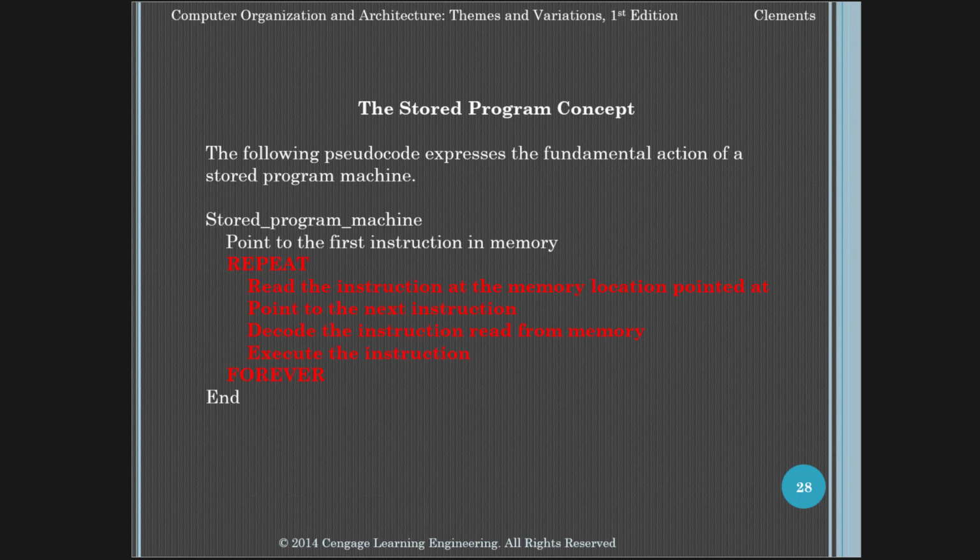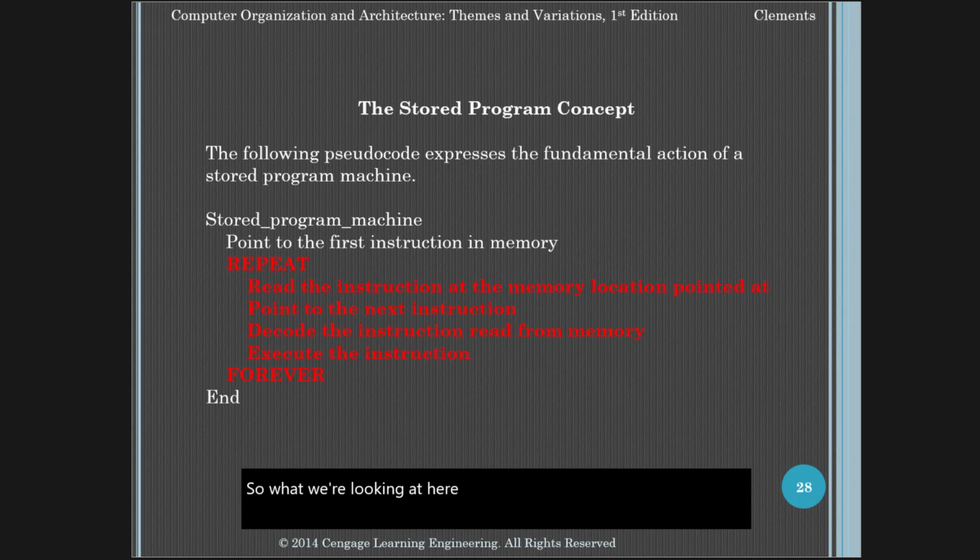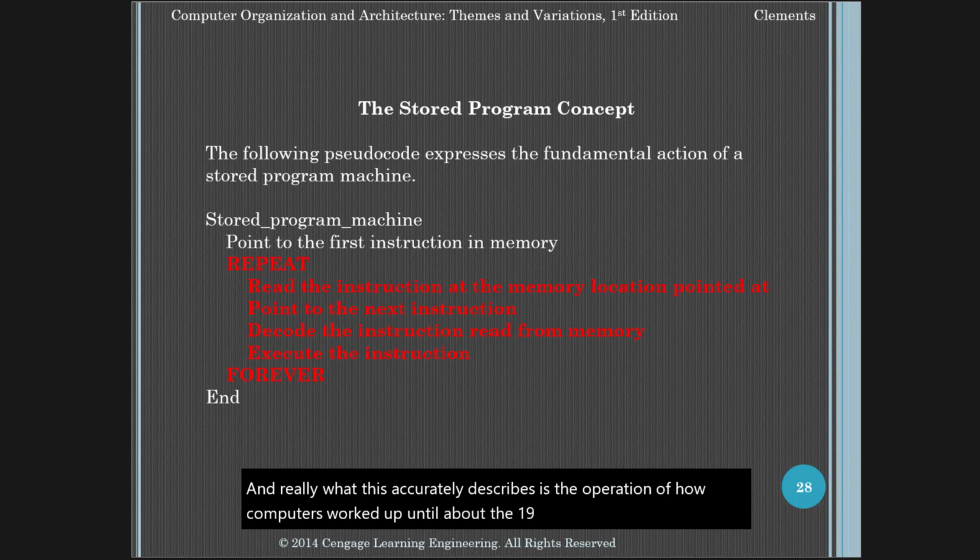So what we're looking at here is a simple stored program machine. And what this accurately describes is the operation of how computers worked up till about the 1970s. Today's computers have really departed from this model because they perform internal operations in parallel or even out of order rather than sequentially, for performance reasons. But looking at our pseudocode, we can express the fundamental actions of a stored program machine.